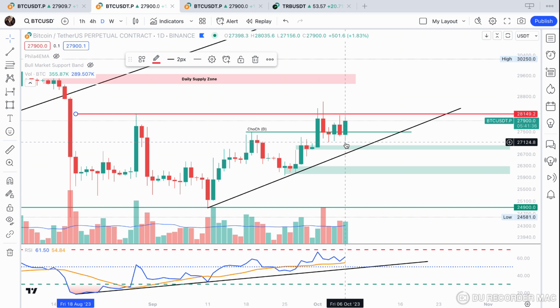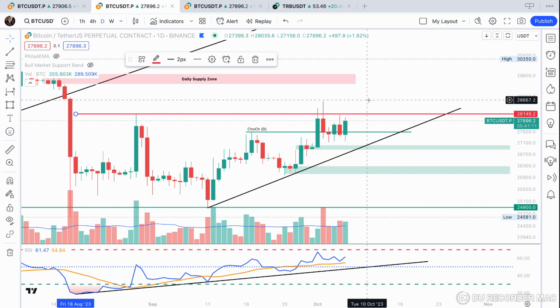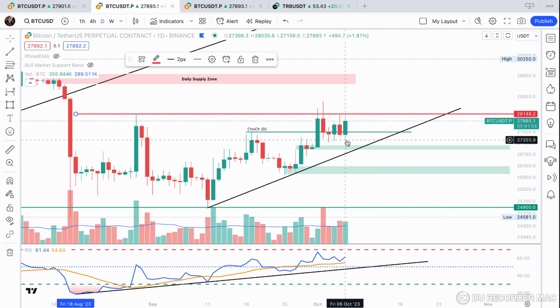Personally, it was good enough for me today to take a long position on Bitcoin. However, a complete confirmation of the bullish bias will be if Bitcoin closes a daily candle above 28,150 and preferably above 28.5. Personally, for me, it was enough to take a long position, maybe not as big a position as I would have taken, but for sure, if we see a higher high and another higher low, then in my opinion, it is time to go all in on Bitcoin.